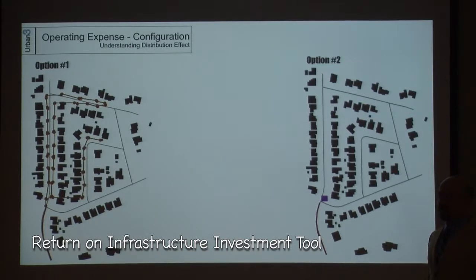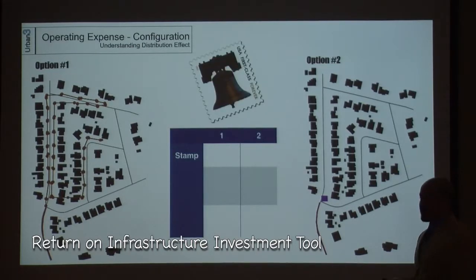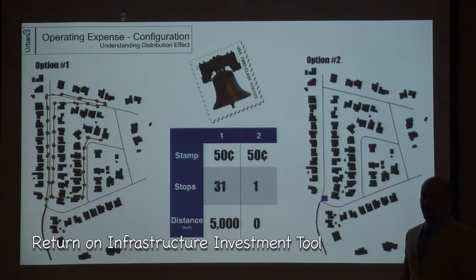Now, why did the post office do this? Well, the fact of the matter is they can't control the price of the stamps. So the stamps are 50 cents a pop in this neighborhood versus this neighborhood. The stops, however, this one has to make 31, this one makes 1. This one has to deal with 5,000 feet of service delivery, while this one has 0. So they accounted for that cost that they were bearing into the system, and they said, we can't afford that anymore. Now the problem is yours. You want to live in a scattered environment? You deal with it, not us. We'll deliver to a box.